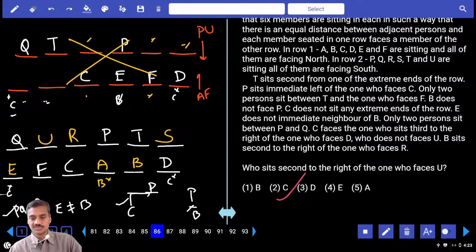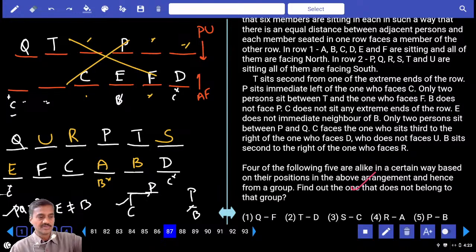Then 86, who sits second to the right of the one who faces U? U's opposite, second to the right, is A, choice 5, question number 86. Then 87, 4 out of the following means odd one out. Now in this odd one out, Q and F. Q's opposite immediate right is F, isn't it? Q's opposite immediate right is F.